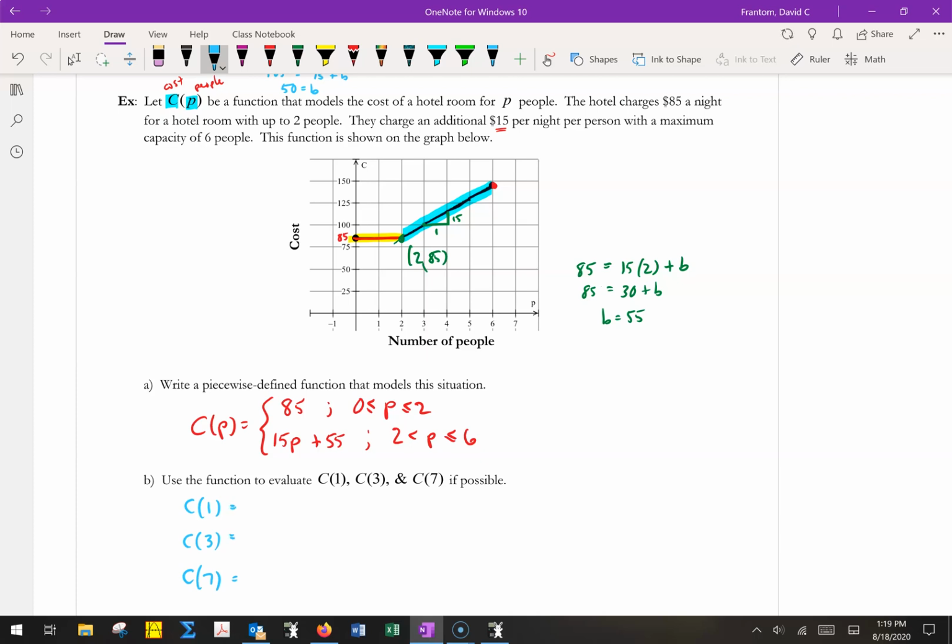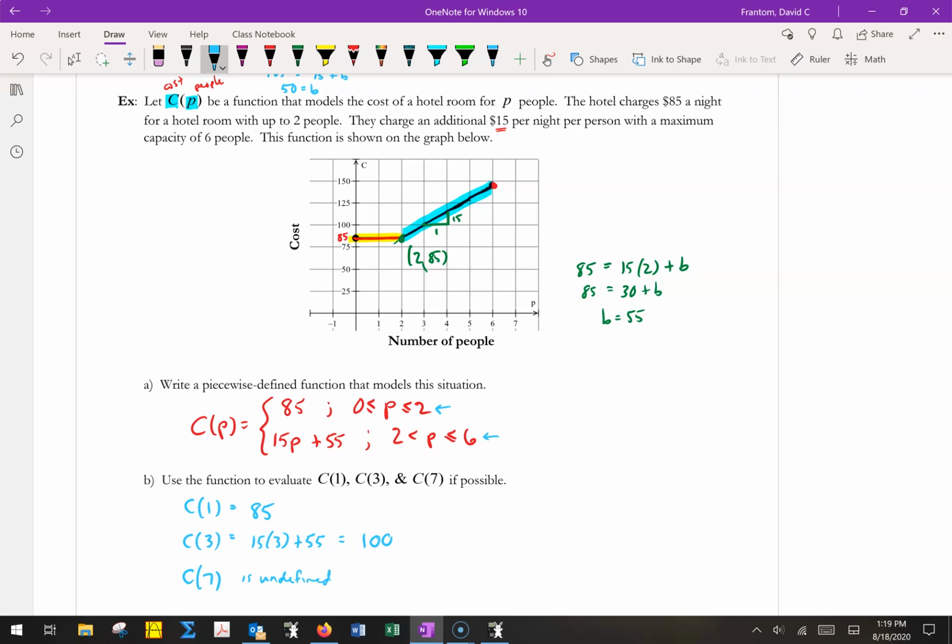I personally like to use the equation because then I don't have to try to approximate things or to make guesses. So C of 1 is between 0 and 2. So C of 1 is 85. 3 is between 2 and 6. So this will be 15 times 3 plus 55. 45 plus 55 is 100. 7 is not on either of these domains. 7 is too big. So C of 7 is undefined.